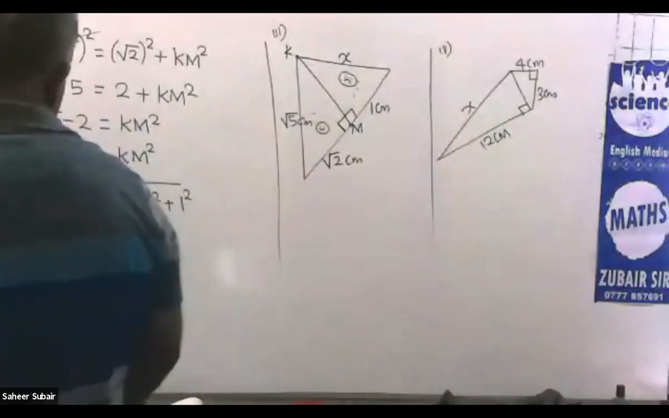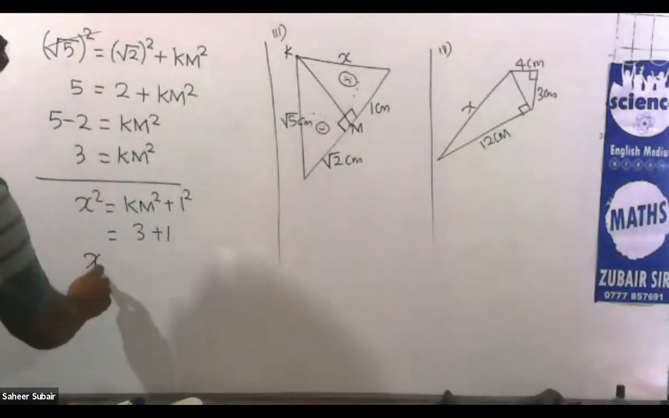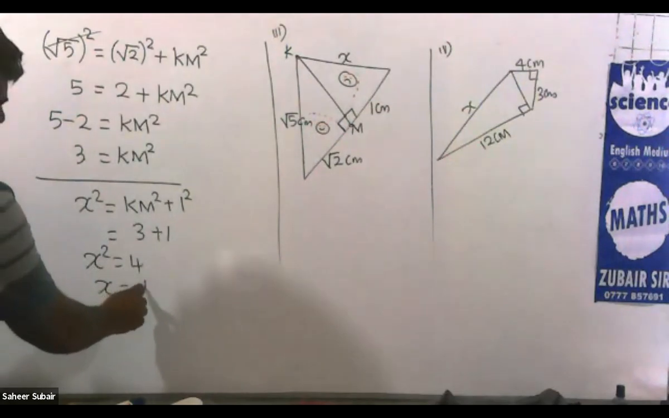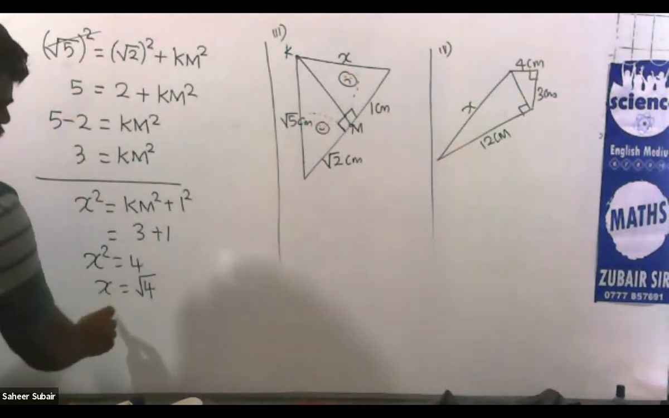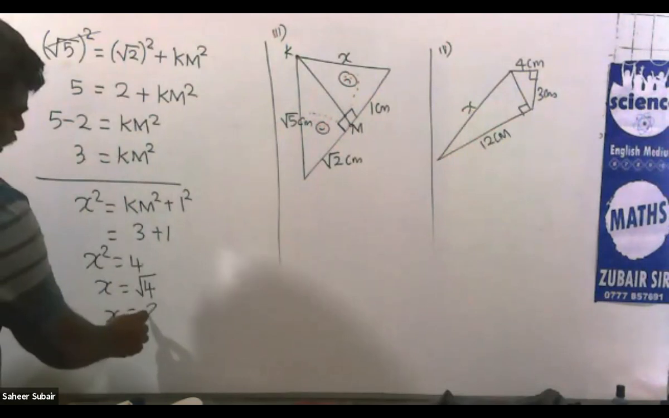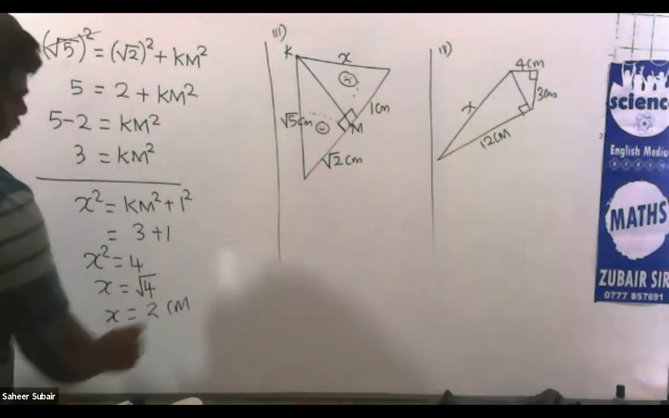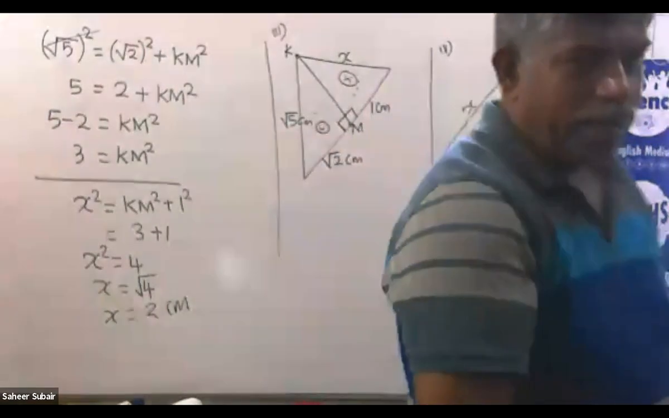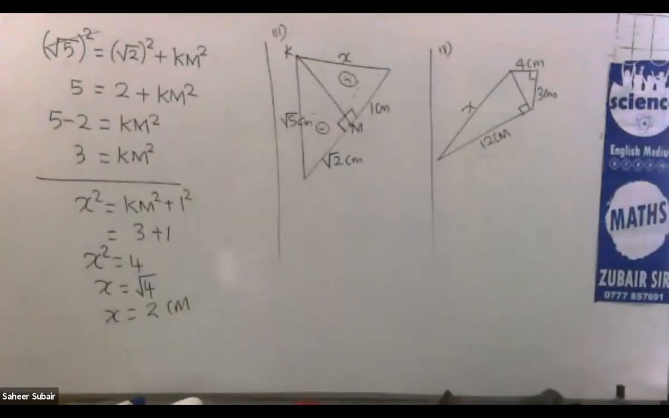Then 3 plus 1. So x squared equals 3 plus 1, which means 4. Then x squared equals 4 means x equals square root of 4. That means x equals 2 centimeters. So in the diagram, you are getting x equal to 2 centimeters.